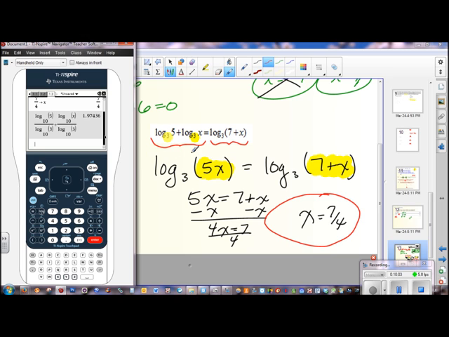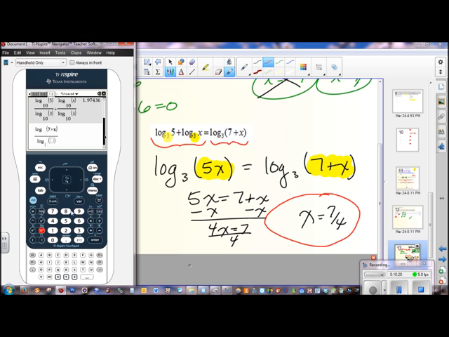On the right-hand side, let's see if this one works out. We're going to do a change of base in here. So on top of the fraction, I'm going to have a log, and in the argument a 7 plus x, and on the bottom again the log.